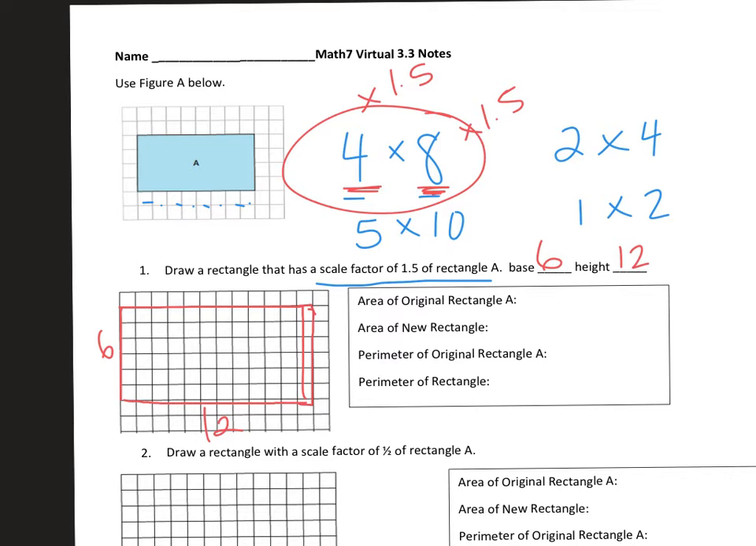So the area of the original rectangle is 32 units squared. The area of the new rectangle, 6 times 12, is 72 units squared. The perimeter of the original one, it's 4 by 8, so 4 plus 4 plus 8 plus 8 is 24. And the perimeter of the new rectangle, 6 plus 6 plus 12 plus 12, is 36.